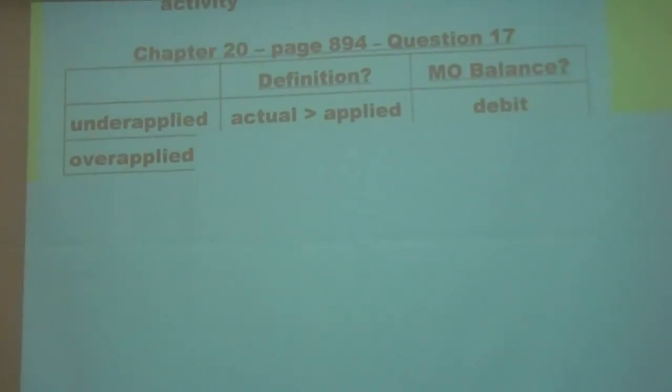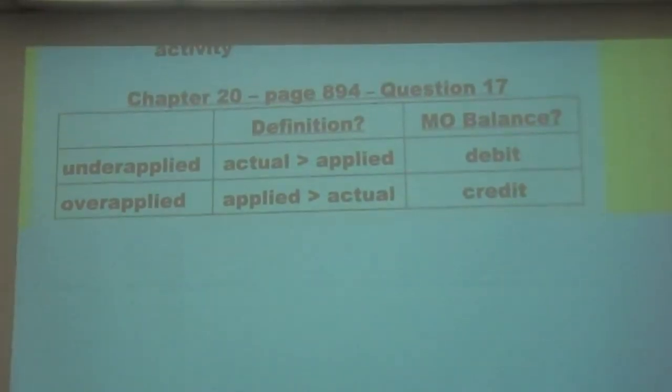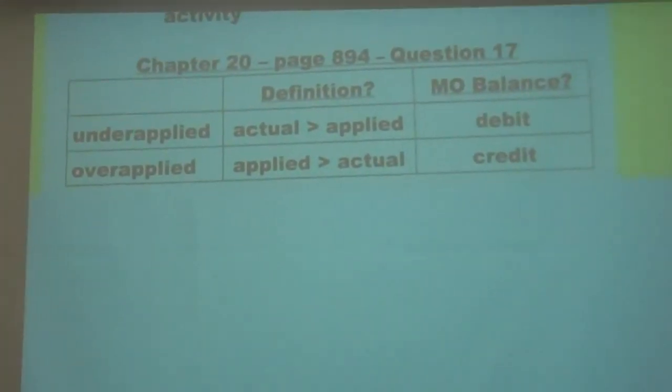Debit or credit? Credit. How much? Credit 1,000. Is that over-applied or under-applied? Speak up. That's over-applied. A credit balance in that account is there because applied was greater than actual. That's over-applied.